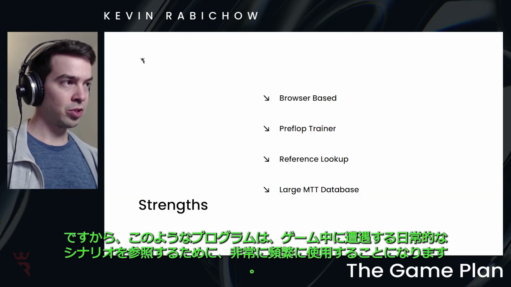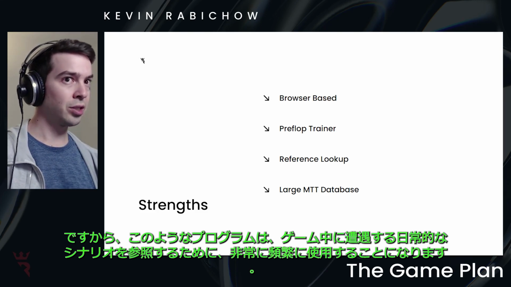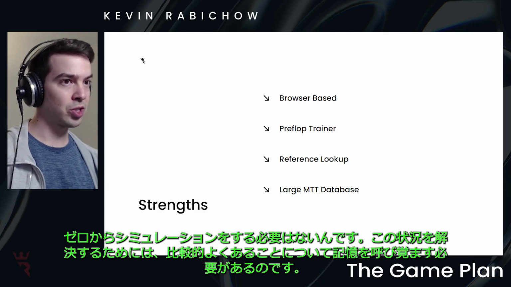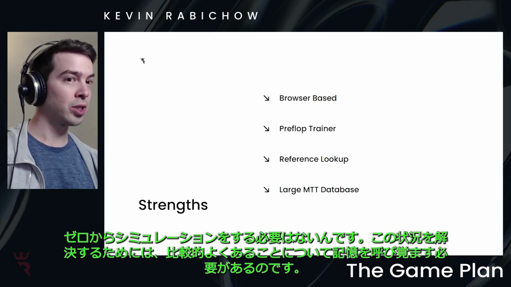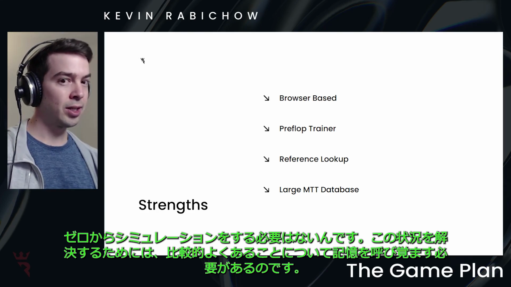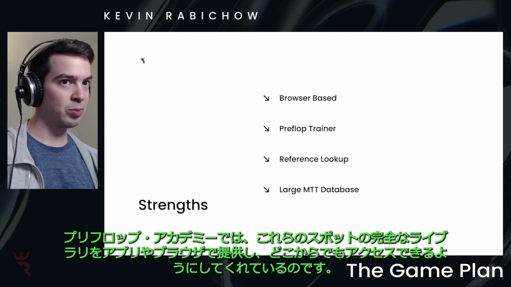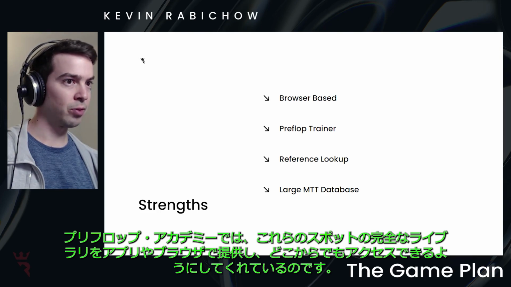So I would use a program like this extremely often to reference the routine scenarios that I'm going to run into in game, and really just need a quick answer. I don't need to set up a full simulation from scratch to solve this situation. I just need to refresh my memory on something that's relatively common. And Preflop Academy gives me a full library of all those spots in an app or in a browser that I can access from wherever I need to access it.